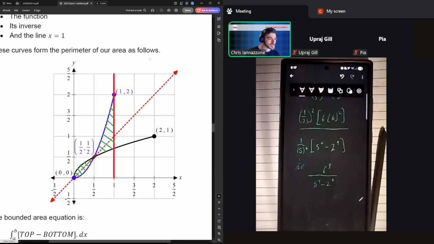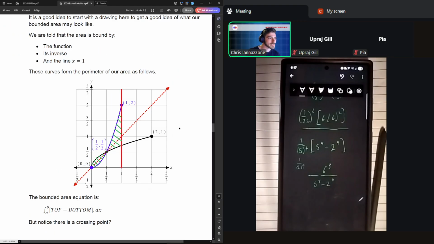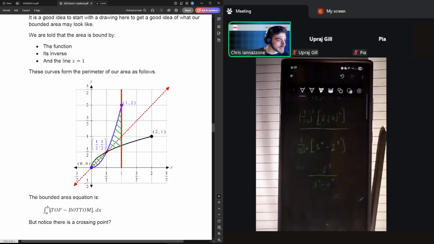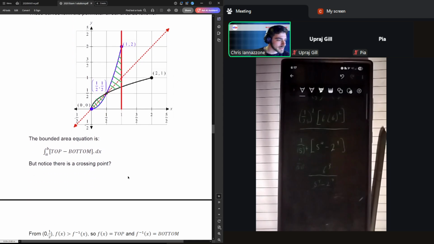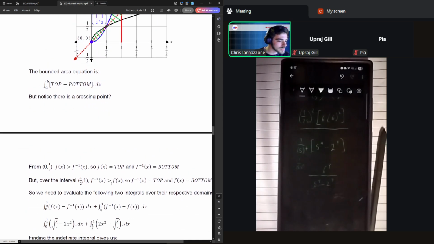If you've got a drawing of what you're trying to find the area of, it would look basically something like this. You would be trying to find this section in here, and then this section here cut off by the line x equals 1. From there, you identify your top and bottom. So over the first section, black is above blue. Over the second section, blue is above black. So when you're doing your integrals, you do exactly that. F take F inverse for the first one, from 0 to a half, and then half to 1 will be the opposite of that.